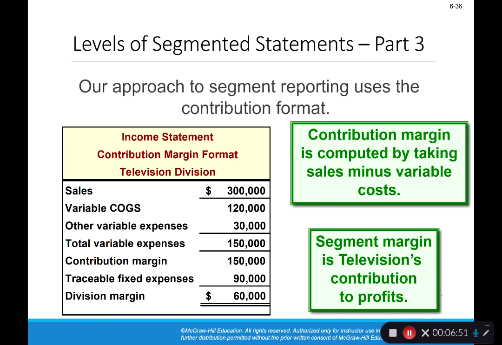Contribution margin, again, is computed by just taking sales minus all variable costs, whether those are variable product costs or period costs, it doesn't matter. We take out all variable costs, and then we take out fixed costs to arrive at the divisional margin. In order to get the division margin, we need to remember it's only the traceable fixed costs that would be included. What this then tells us is that $60,000 is the amount that the television division is contributing to the overall profits of the company.